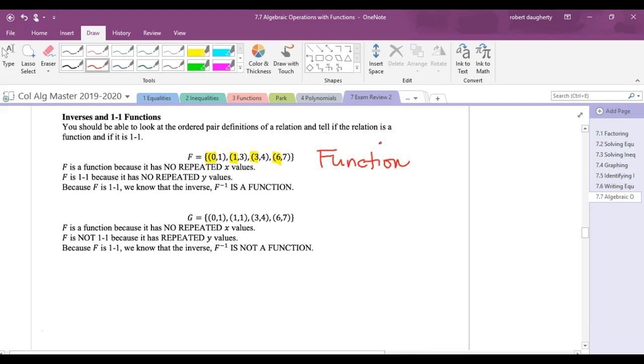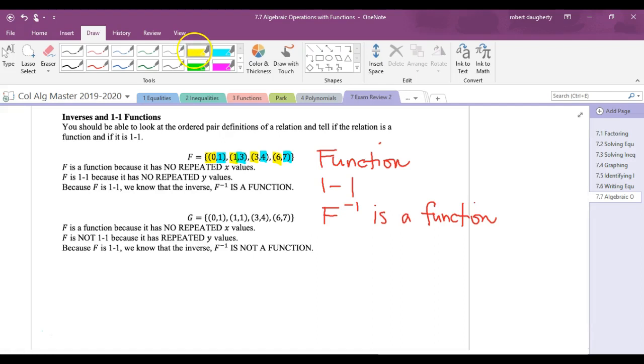Okay, it is one-to-one if there are no repeated Y values: 1, 3, 4, 7. So this function is one-to-one. If it's one-to-one, then its inverse is a function. A lot of this is just based on definition. Look at the next one.